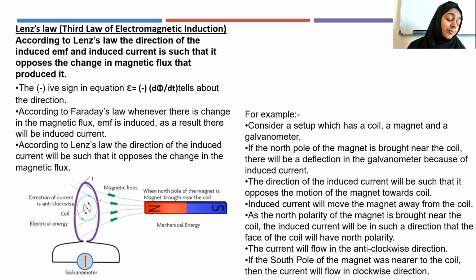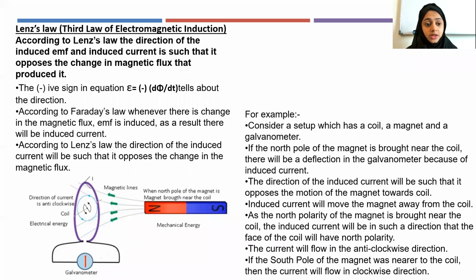It just wants to oppose the change in magnetic flux. That is the nature of that coil of wire. And because of that nature, the current is induced in it. Is it clear?